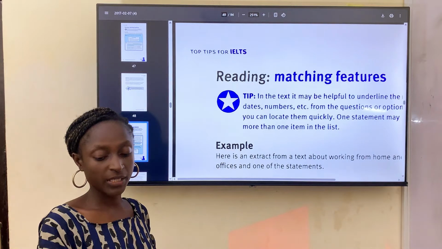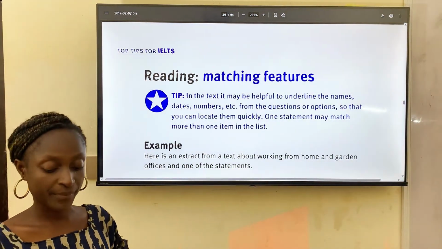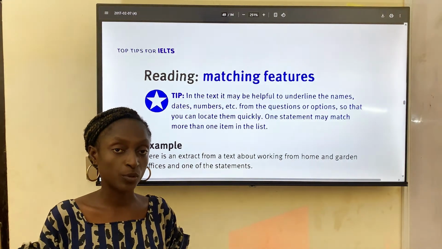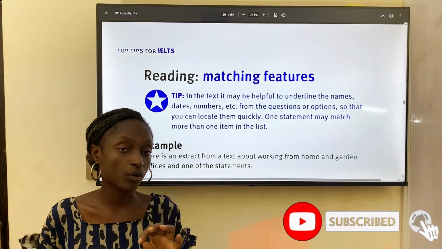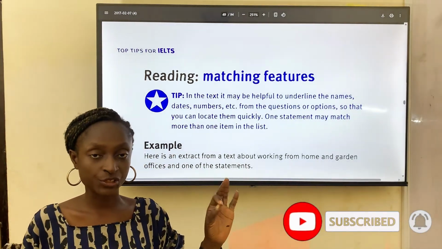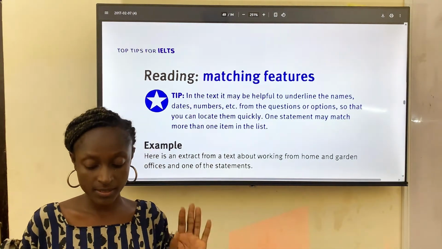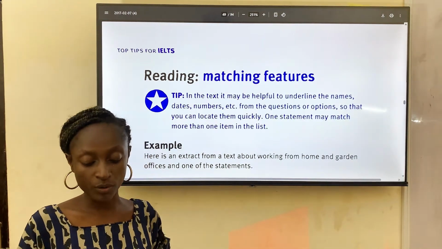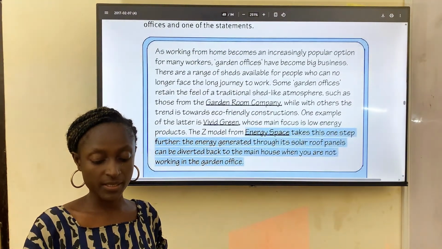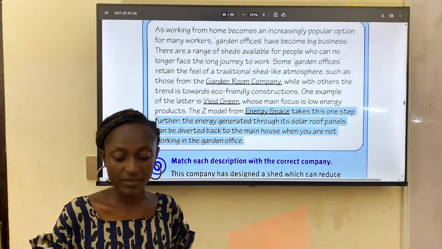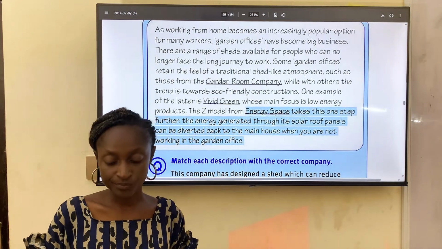Now the next question type we'll be looking at is the matching features question type. Matching features. And this is also another common question under the first section of the reading test. Now, what do we do under matching features? Let's look at an example to make it clear. I'm just going to read out the extracts. So let's go.